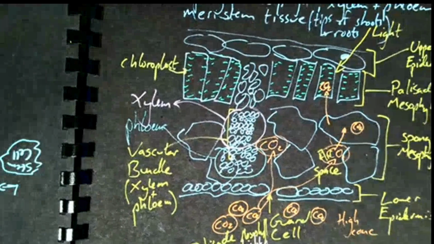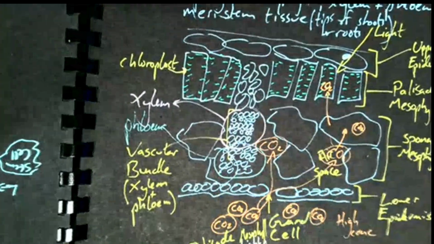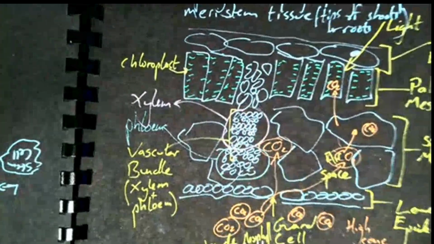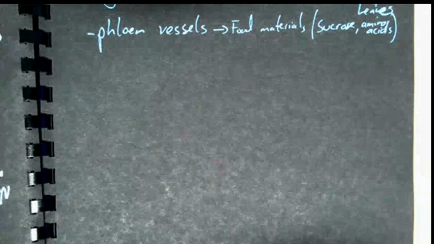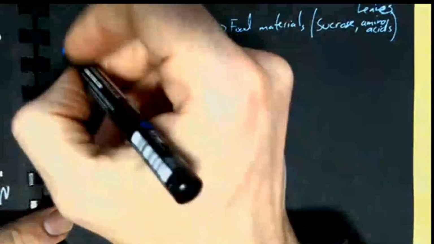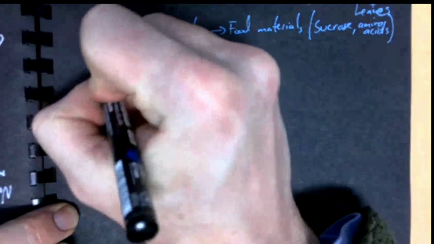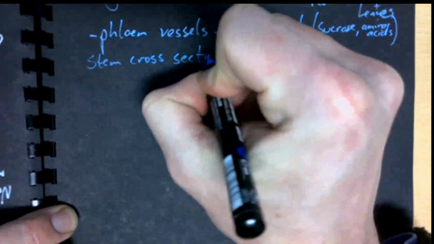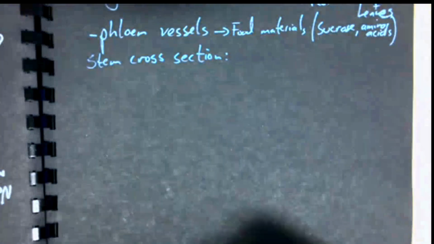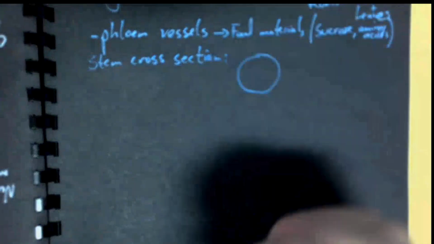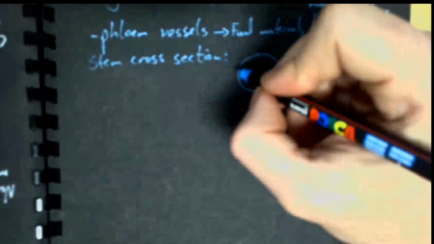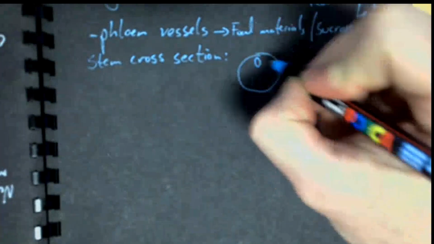Now, we also need to be able to spot how these two look, where we would find these in a cross-section of a stem and a cross-section of our root. So let's do the stem first. I've just sliced through the stem of the plant. I'm looking down through the top of it and I can see my vascular bundles. Here they are.